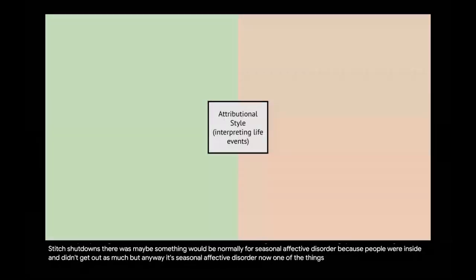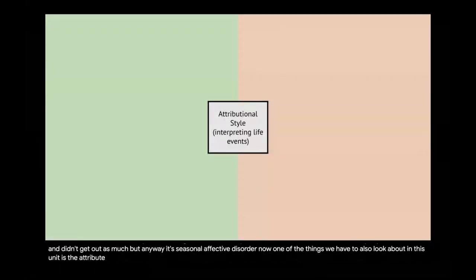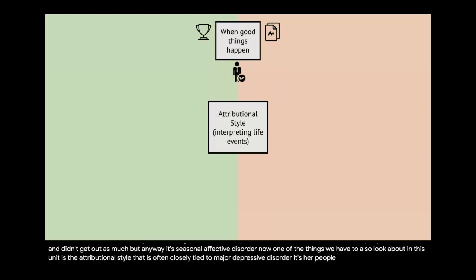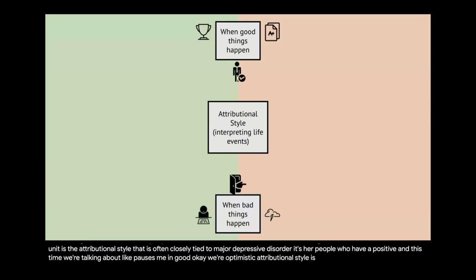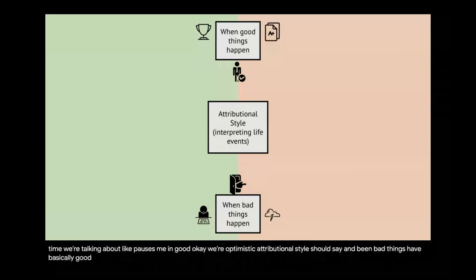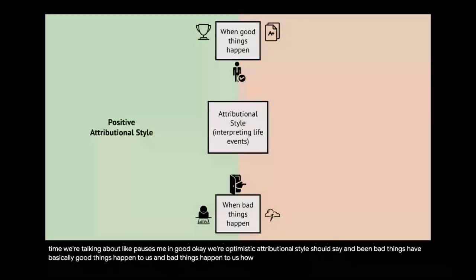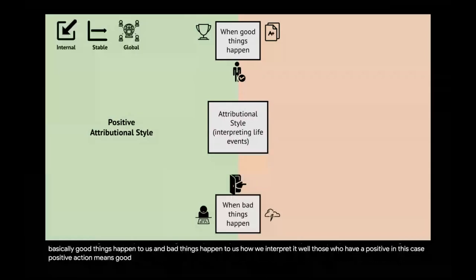Now, one of the things we have to also look at in this unit is the attributional style that is often closely tied to major depressive disorder. It's your attributional style. How do you interpret life events that occur? Good things happen to us and bad things happen to us. How do we interpret it? Well, those who have a positive, in this case, positive actually means good, or an optimistic attributional style.